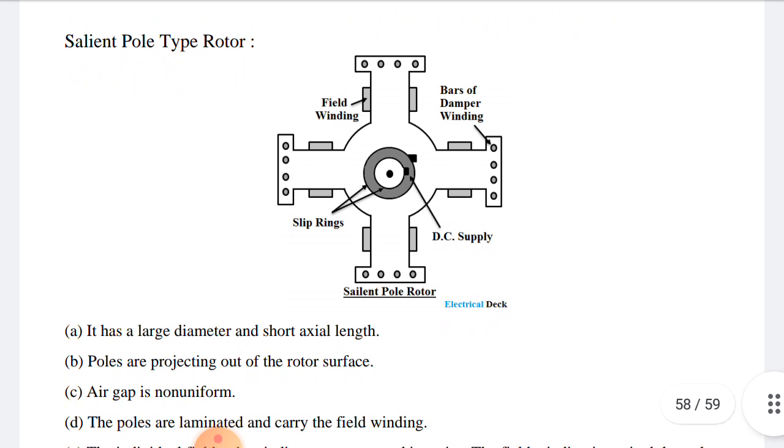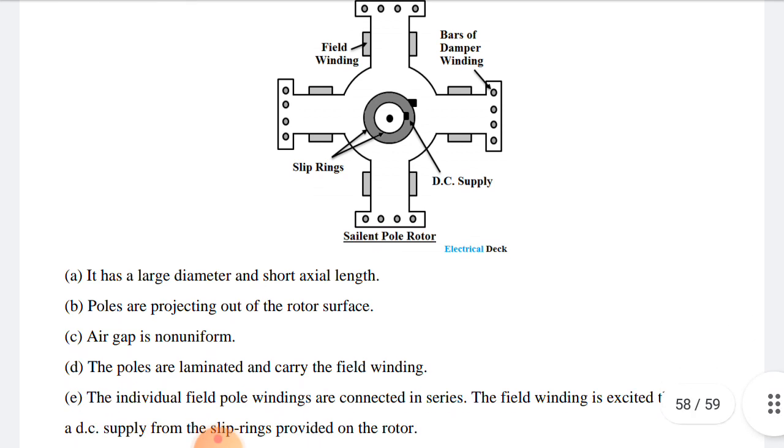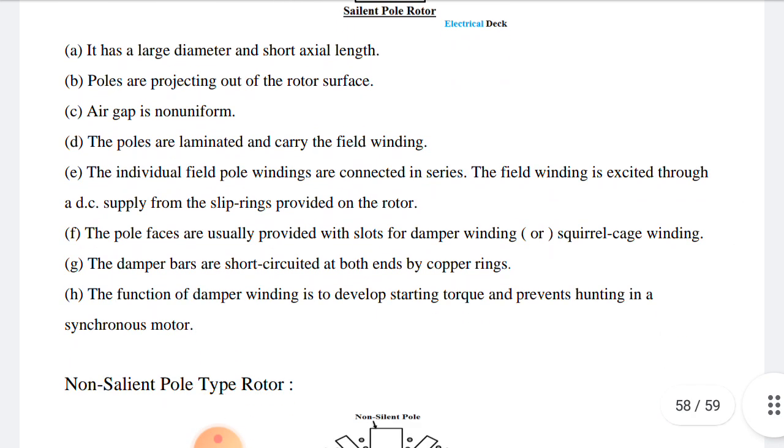The first one is the salient pole type rotor. In salient pole type rotor, there is a large diameter and short axial length. Poles are projecting out of the rotor surface. Air gap is non-uniform between them. The poles are laminated and carry the field winding. The individual field pole windings are connected in series. The field winding is excited through a DC supply from slip rings provided on the rotor.